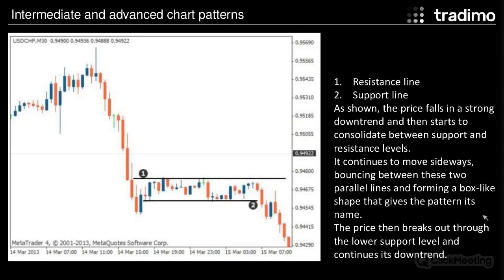I will show you this here. For example, in this chart, on the first line at the top, number 1 is the resistance line, and 2 is the support line. As shown, the price falls in a strong downtrend and then starts to consolidate between support and resistance levels. It continues to move sideways, bouncing between these 2 parallel lines and forming a box-like shape that gives the pattern its name. The price then breaks out through the lower support level and continues its downtrend.